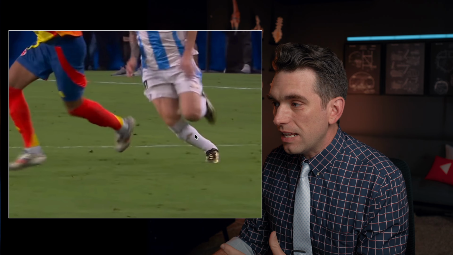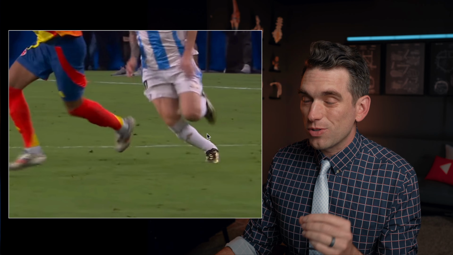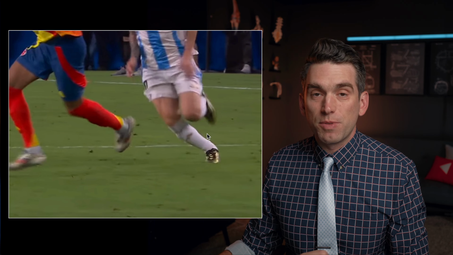Now, I didn't see any clear pop or snap in the back of the leg suggesting something like an Achilles rupture, so I don't think that's necessarily something on the table.